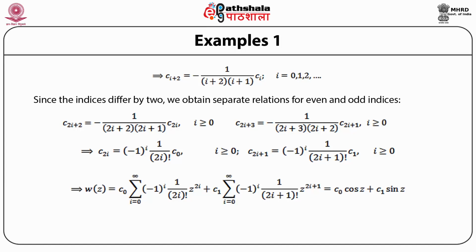Thus, the general solution can be written as w of z is equal to c_0 times summation i going from 0 to infinity minus 1 raised to power i multiplied by z raised to power 2i by (2i) factorial plus c_1 times summation i going from 0 to infinity minus 1 raised to power i z raised to power (2i plus 1) divided by (2i plus 1) factorial. This is simplified to obtain the expression for w(z) equal to c_0 times cos z plus c_1 times sin z.